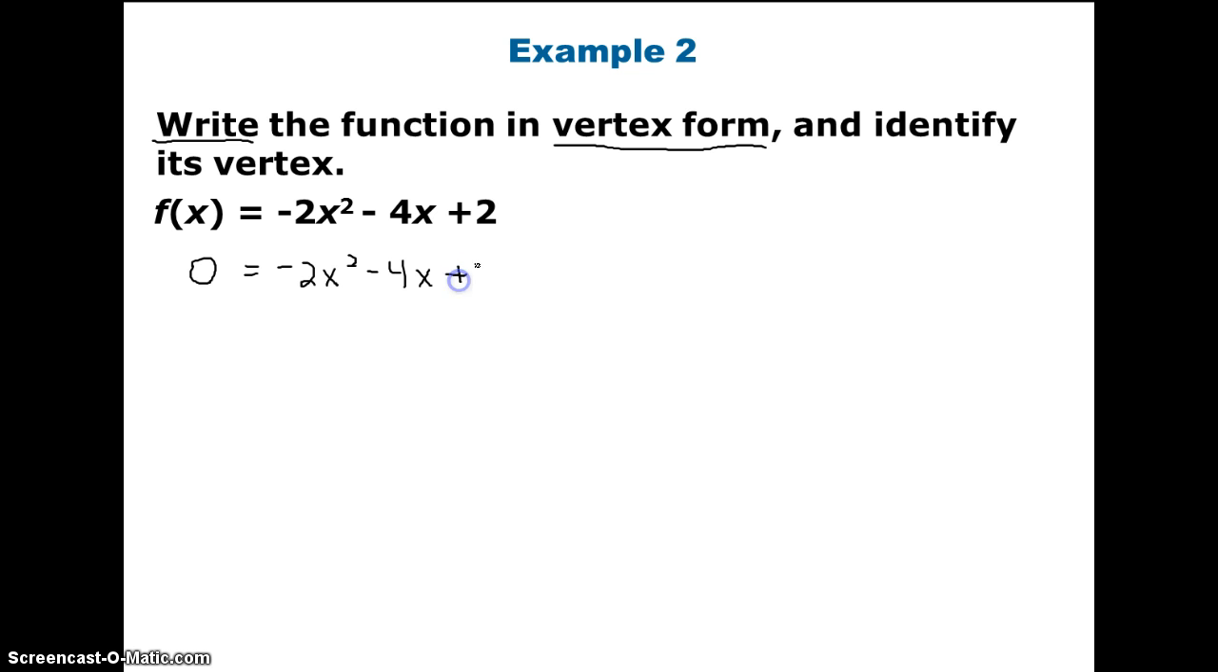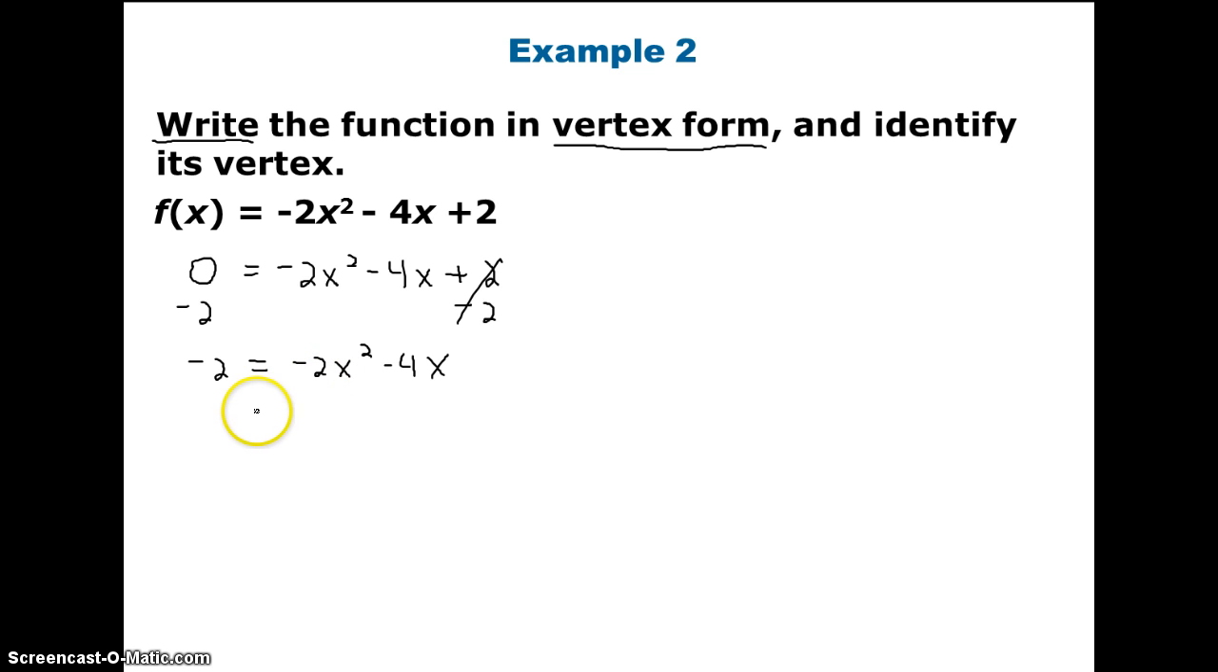To complete the square, we must have the variables on the same side. So the x and the x squared are on the same side, but this number must go. So I'm going to subtract 2. So we have negative 2x squared minus 4x. This cancels. When you have the variables on the same side, you can start completing the square. Remember that a has to equal 1. If a is 1, that's fine. You just find c, and whatever c is, you add to both sides.